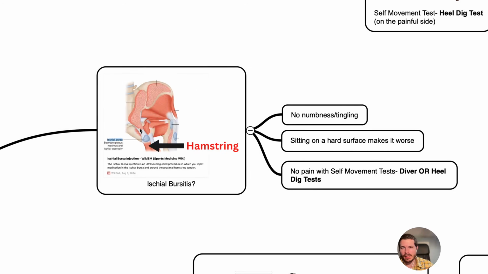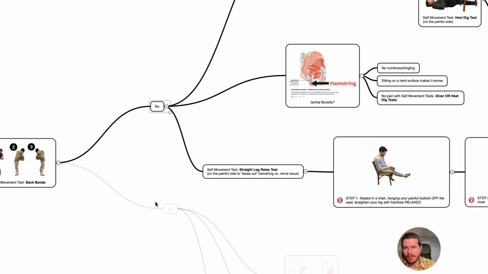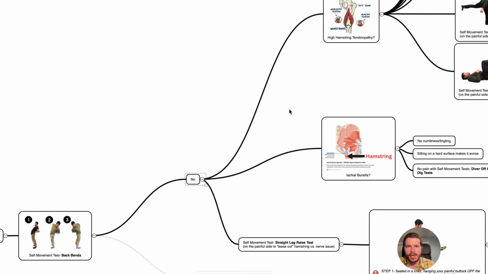Again, there's no numbness, no tingling, it's just a bursa. Sitting on a hard surface makes it worse, just like a high hamstring tendon problem. And the big differentiator would be no pain with the self-movement test. So you can contract the hamstring tendon. It doesn't cause the problem. The absence of pain with these contraction tests increases the probability it's a bursa issue. Hopefully that makes sense. Now again, you did the back bends, no. Went through high hamstring, no.